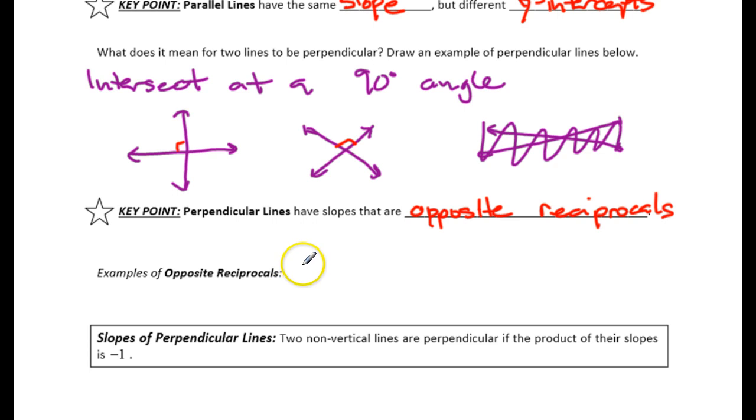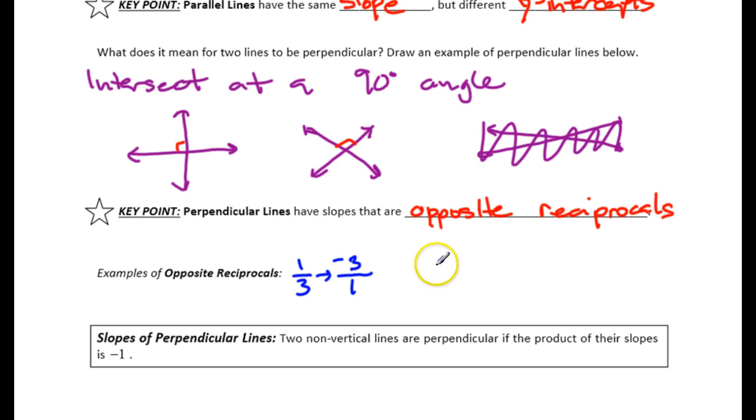So let's just start with an easy fraction. Let's say 1/3. So if one line had a slope of 1/3, to be perpendicular, the slope would have to be opposite. So this is a positive 1/3. We'll make it a negative. That's the opposite part. But then the reciprocal means we have to flip the fraction. So 1/3 becomes 3/1. Okay, so these two slopes will be perpendicular. This is opposite reciprocal.